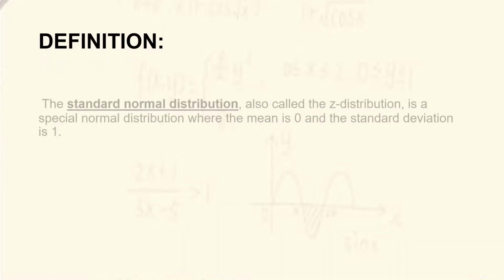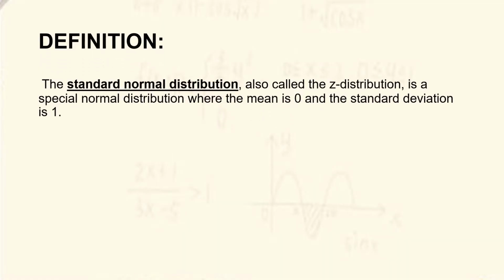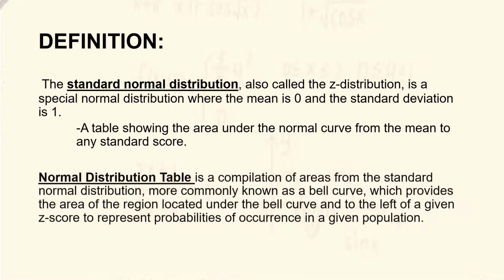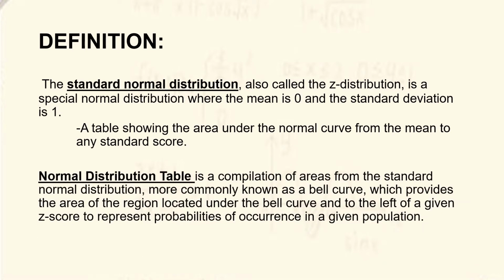The definition of the standard normal distribution, also called the z-distribution, is a special normal distribution where the mean is 0 and the standard deviation is 1. A table showing the area under the normal curve from the mean to any standard score. The normal distribution table is a compilation of areas from the standard normal distribution, more commonly known as a bell curve, which provides the area of the region located under the bell curve and to the left of a given z-score, to represent probabilities of occurrence in a given population.